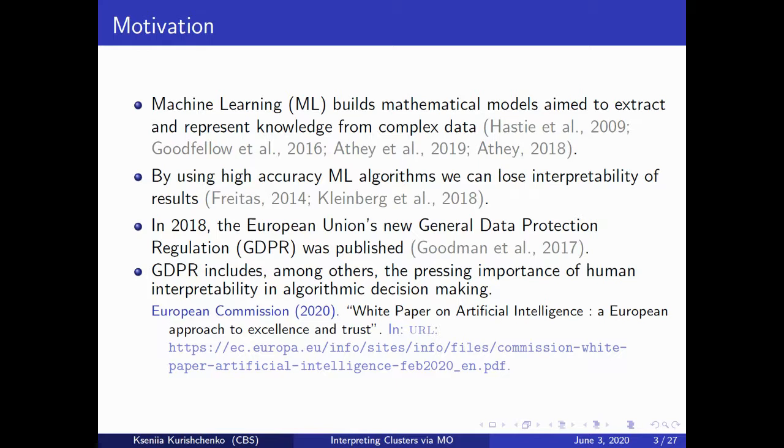So the demand for interpretability exists even on the policy level. Two years ago, the European Union's new General Data Protection Regulation was adopted. Among other things, this regulation stressed the importance of human interpretability in algorithmic decision making. Even this year, a white paper was published about the same demand. So people want to have secure development of artificial intelligence.